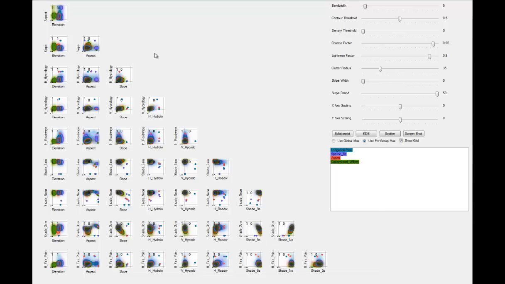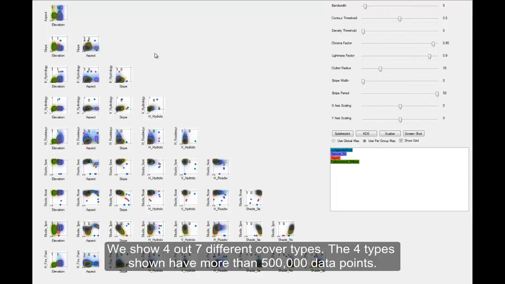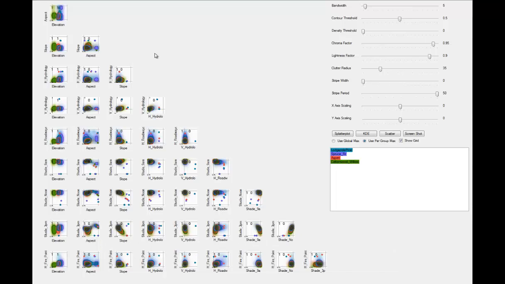This is the tree cover type dataset from the UCI KDD repository. This is a dataset of tree cover types from the Roosevelt National Forest of Northern Colorado. Here we show 4 out of the 7 different kinds of cover types, represented in over 500,000 data points. We show 10 different cartographic normalized variables.